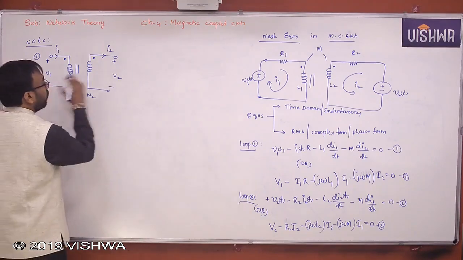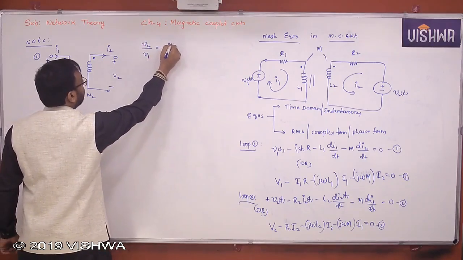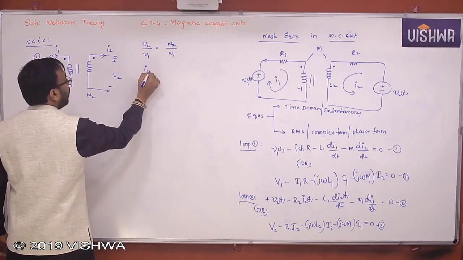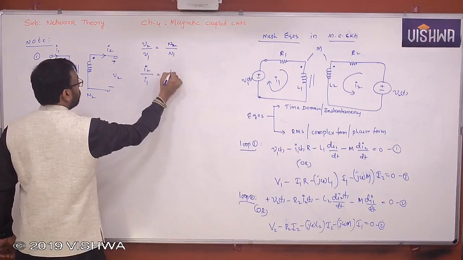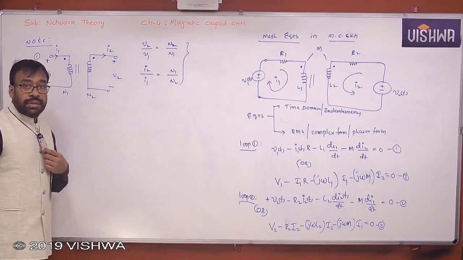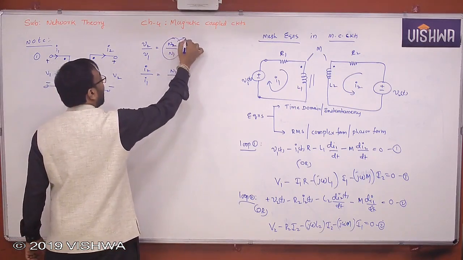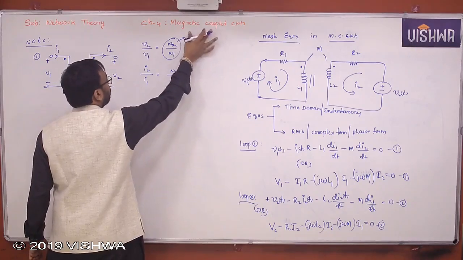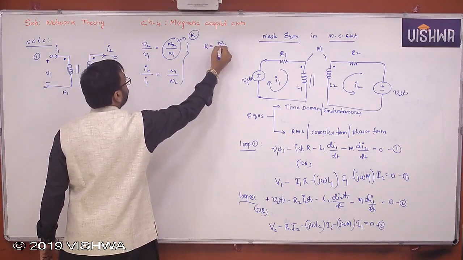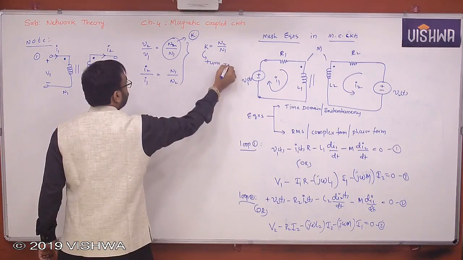Okay. So with this, you know that V2 by V1 is equal to N2 by N1. And I2 by I1 is equal to N1 by N2. Clear all of you? That is the ratio. This ratio can also be called as N, small n, or small k, let us say otherwise. What is K? Turn ratio. You call it turn ratio.